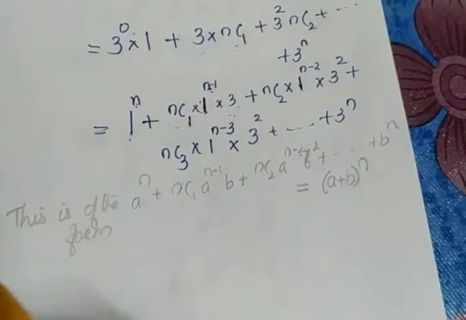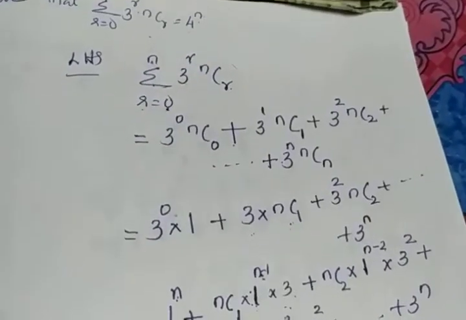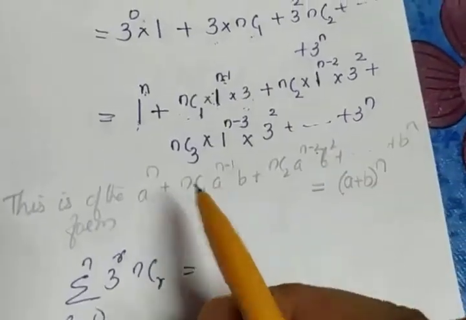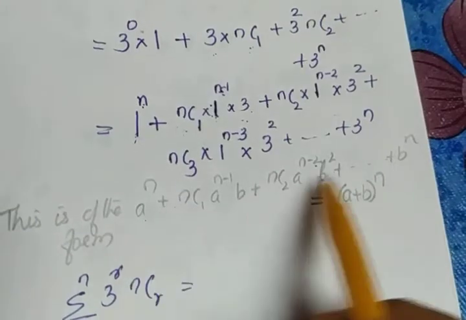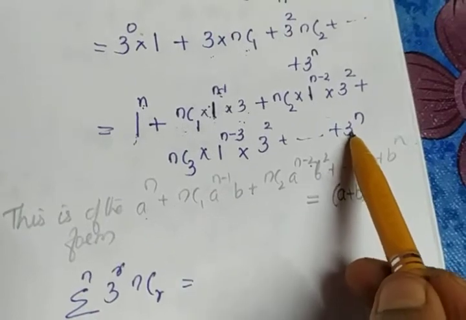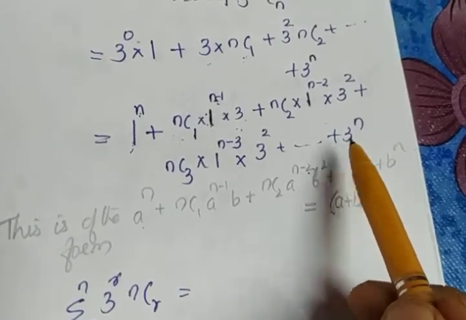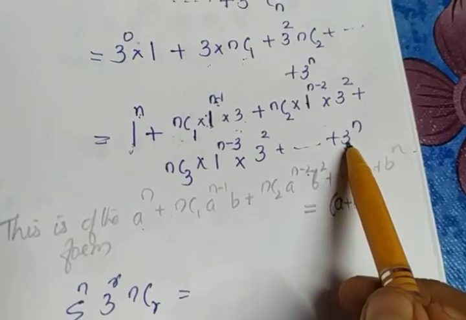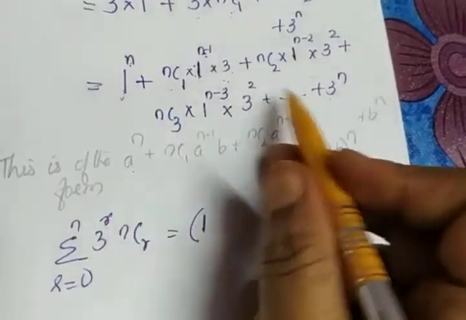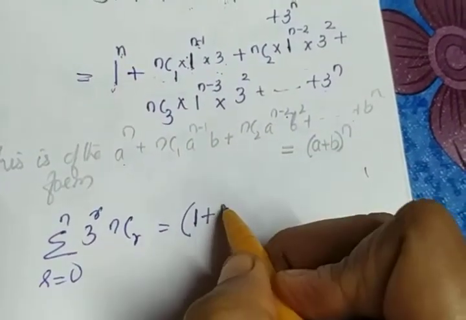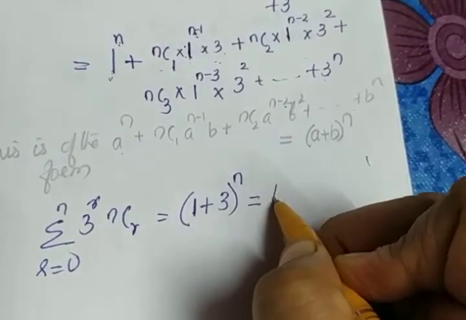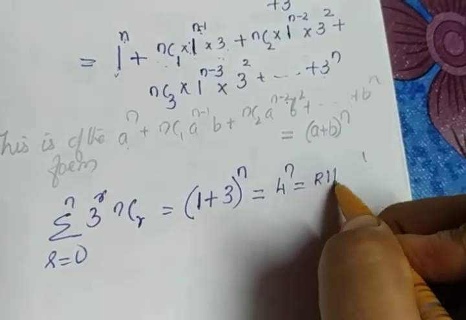Okay, so here the left side I took was summation r equals 0 to n of 3 raised to r into nCr. And these terms look like this expression where instead of a raised to n, the value here is 1 raised to n. And instead of b raised to n, the value here is 3 raised to n. So a will be 1 and b will be 3. So the expression is a plus b raised to n. So a here in the summation is 1 and b is 3. So a plus b will be 1 plus 3 raised to n, which gives you 1 plus 3 is 4, 4 raised to n, which is our RHS.